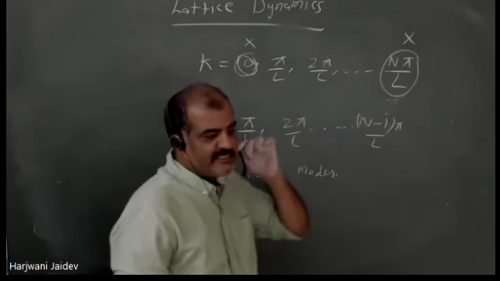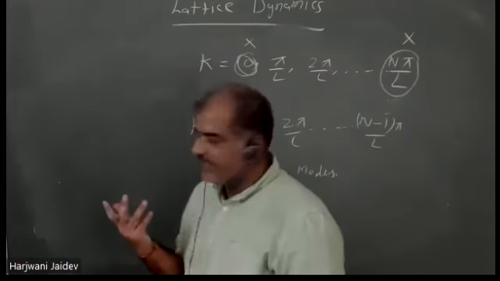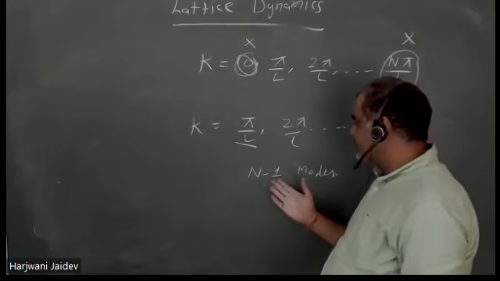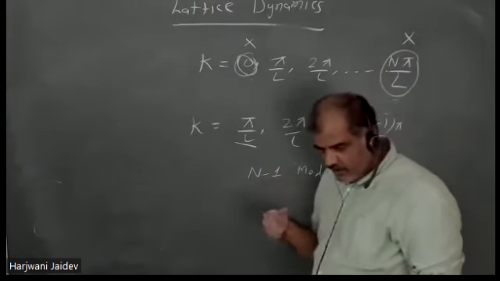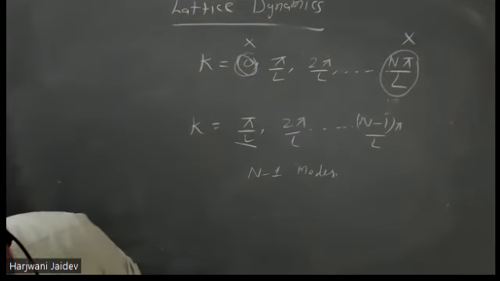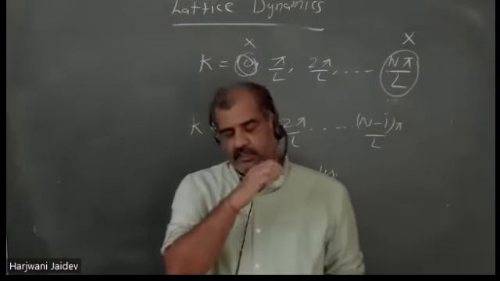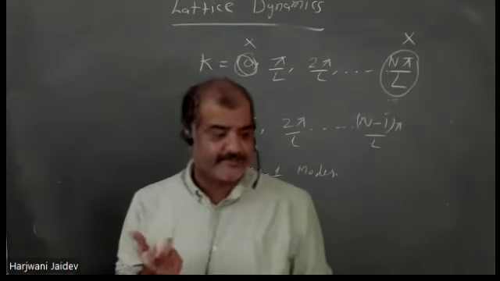Now in general n is very large, so we can neglect one in comparison to n. So we always say if there are n lattice points, then there are n modes. किसी क्रिस्टल में जितने भी एटम्स होंगे उतने ही मोड्स होंगे। ये क्लियर है व्हाट आई एम सेइंग?